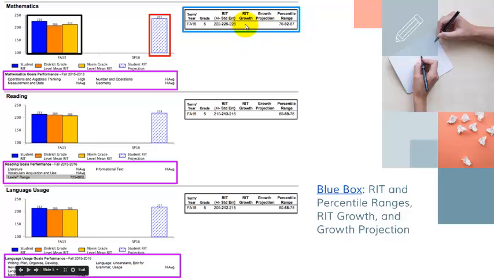The RIT growth will tell your student's actual growth. So for example, 225, 235. This student's projected growth is 235. So if they actually grow 10 points, a 10 will be in that column. Growth projection is the growth that was actually seen by the norm group from fall to spring. So let's say that was 7. If that's the case, then a 7 would be here.